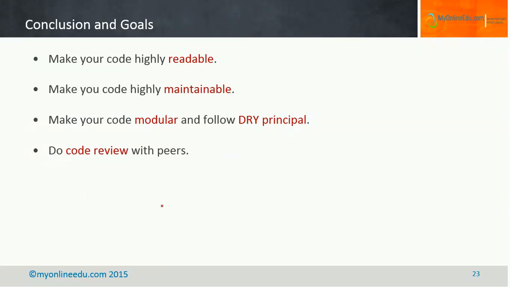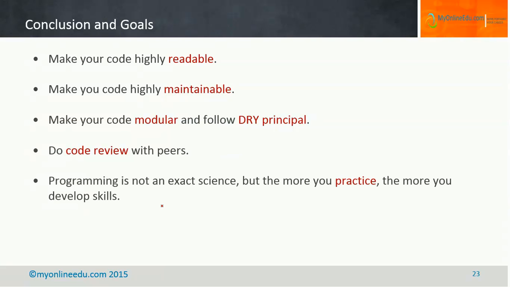And do code review with peers. This is a good practice: once you write code, you give it to your peers and take their feedback, and also let them look into whether you are actually following the standard of the team or the client or the project. Programming is not an exact science, but the more you practice, the more you develop skills. That is the end point that I wanted to make. It's all about practice and practice. The more you practice, the more you adopt the skill, and the better programmer you become each and every day.